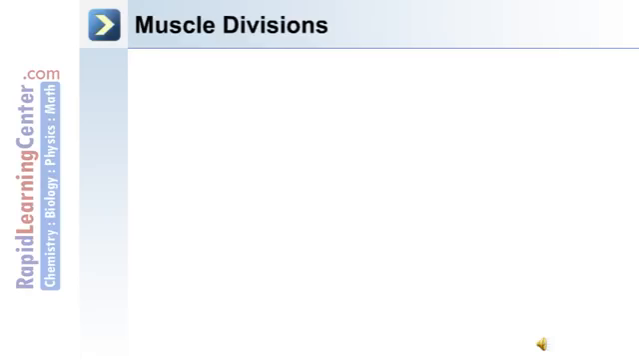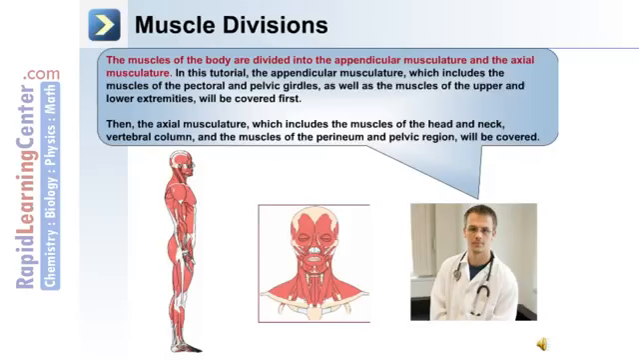This is the organization for this tutorial. As we mentioned, the muscles of the body are divided into the appendicular musculature and the axial musculature. In this tutorial, the appendicular musculature, which includes the muscles of the pectoral and pelvic girdles, as well as the muscles of the upper and lower extremities, will be covered first. Then, the axial musculature, which includes the muscles of the head and neck, and the vertebral column, and the muscles of the perineum and pelvic region, will be covered.